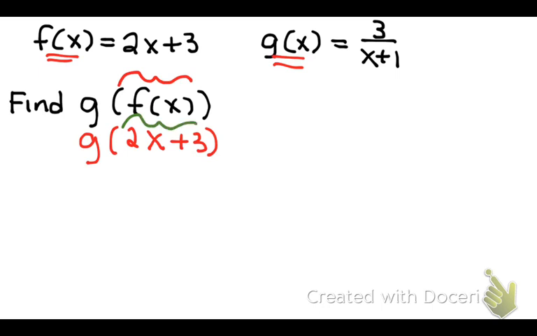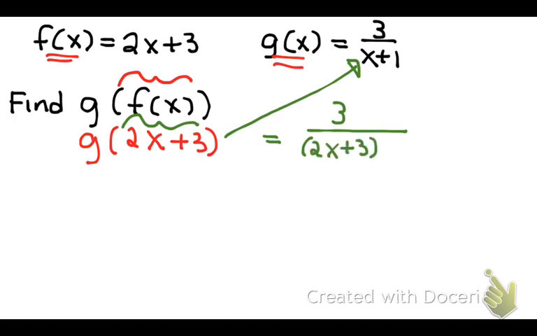So now this value is going to nest in the g of x. So it's actually going to be the 3 in the numerator, and then instead of the x, we're going to have 2x plus 3 plus 1, and that simplifies to 2x plus 4.